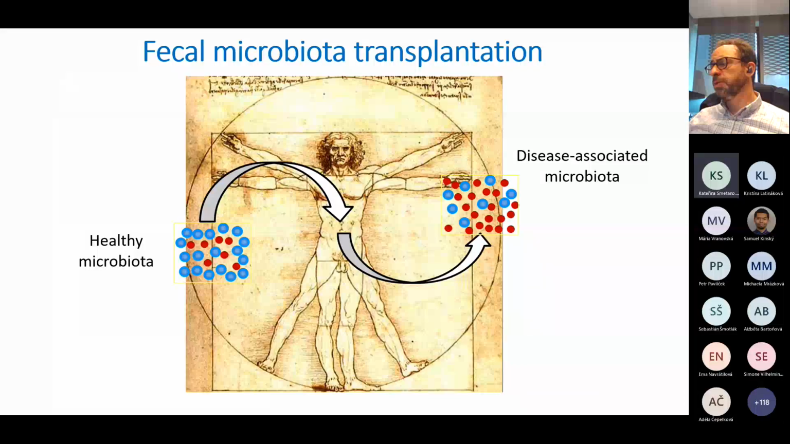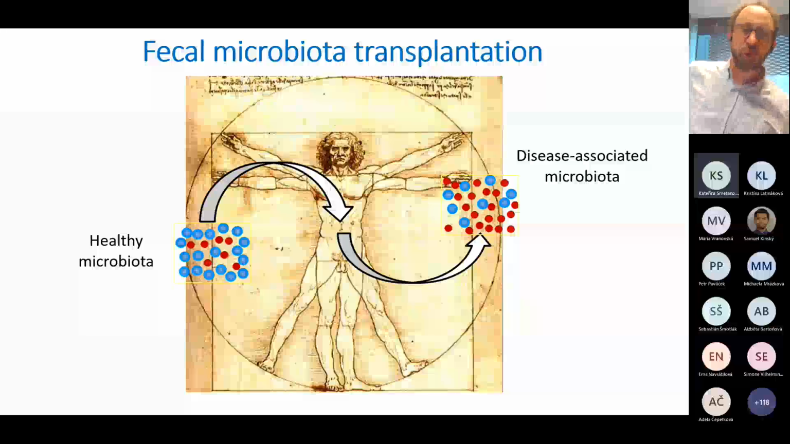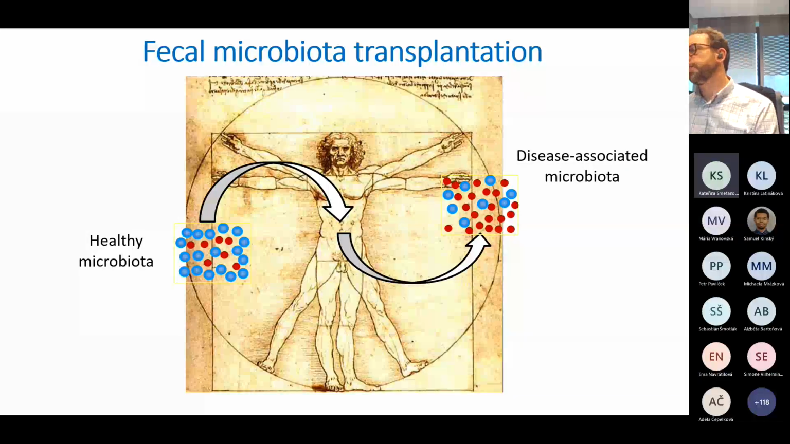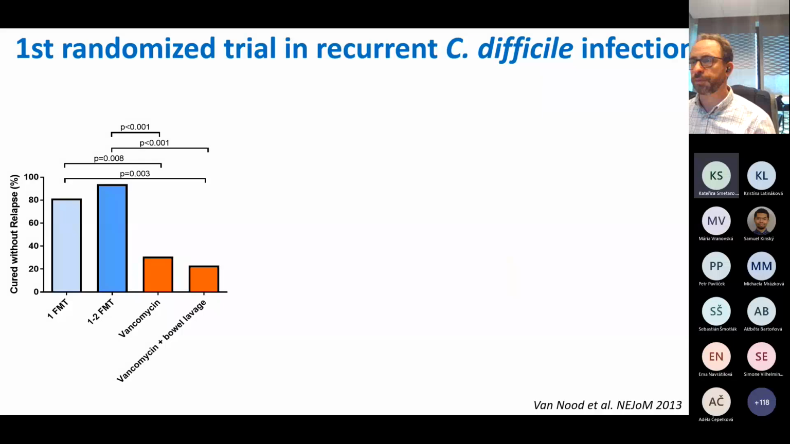Then a much more drastic way to modify the microbiome is fecal microbiota transplantation. So the concept is indeed very simple. The idea is to replace an altered microbiome, for which you think it plays a role in the disease, by a healthy one, with, of course, the hope to have a positive effect.